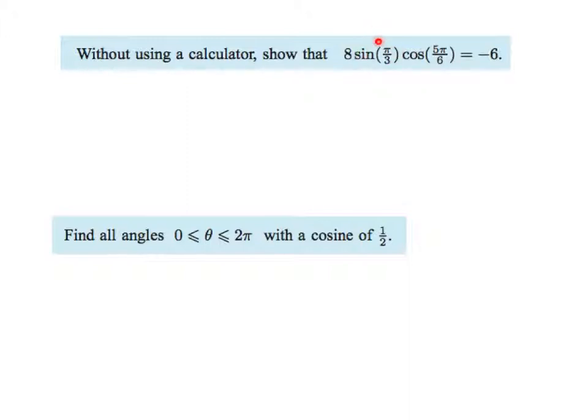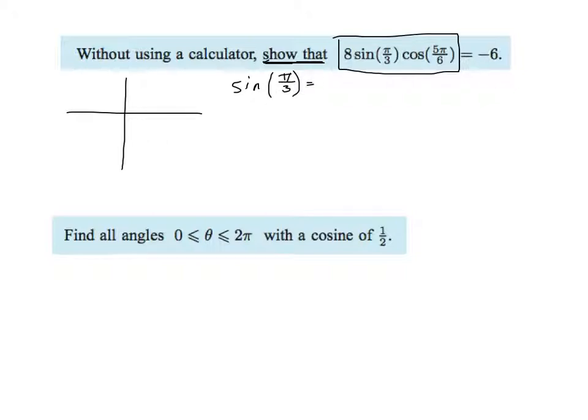So maybe I can replace this. If I know this number, and I know this number, then maybe I can substitute those values in, and then show that this side is going to be equal to negative 6. Because that's what they're saying, right? They're saying show that one side is equal to the other, so I really have to work with one side. If I can just leave this side alone and just work with this side, then I'm showing that this is true. So let's use our unit circle here. Let's figure out what sine of pi over 3 is, and then figure out what cosine of 5 pi over 6 is.